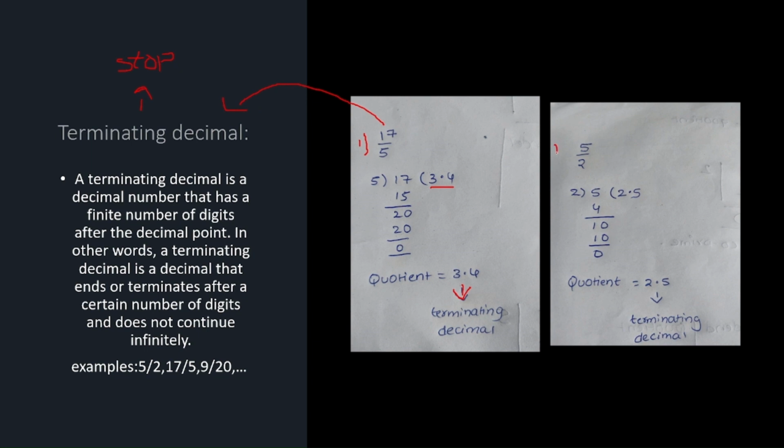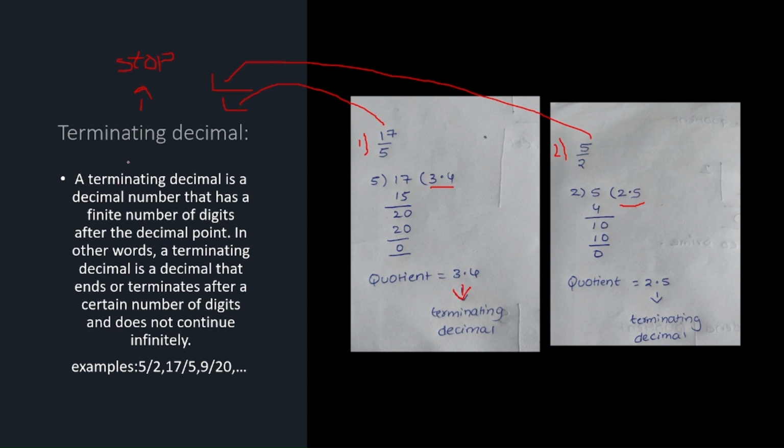Now the second example, 5 is divided by 2. By performing division we get a quotient of 2.5. Here after the point there is a countable number of digits, so 5 by 2 is said to be a terminating decimal. 5 by 2 is a rational number and it is in the form of a terminating decimal.